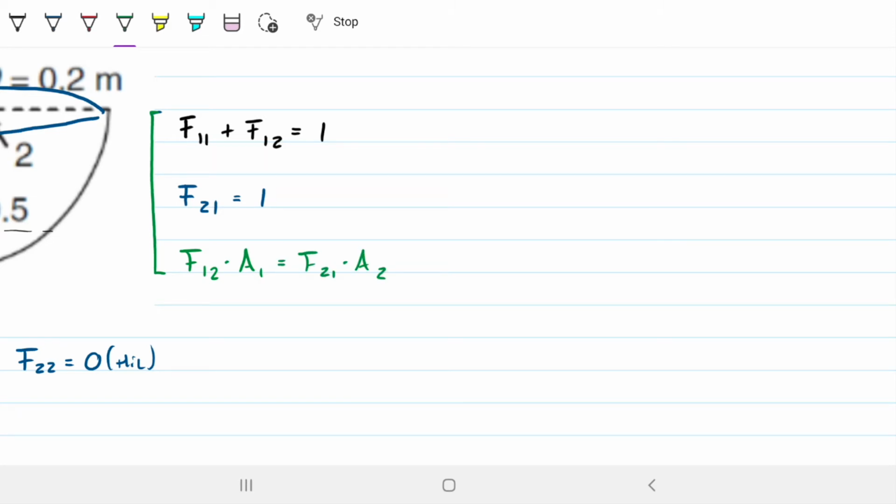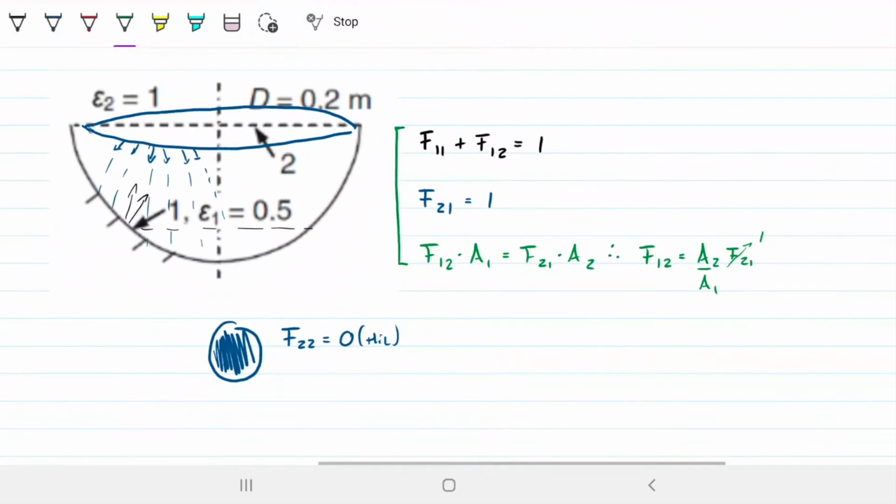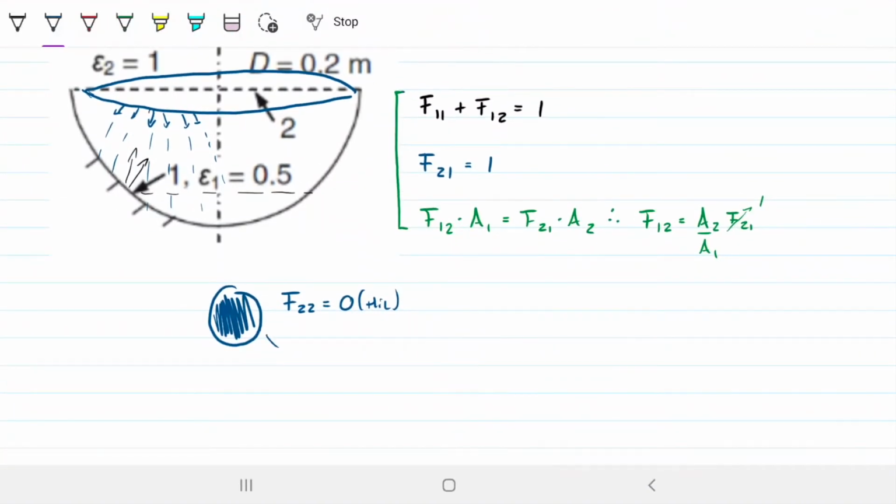And again, we can only do this because the question clearly says this can be treated as a gray diffuse body. If my F21 is 1, then my F12 will simply be area of 2 divided by area of 1, times F21, which is 1, so this goes away. So I just need the ratio of the areas to be able to find F12. Area of this one is quite simple. This is just pi r squared. This is surface 2, so let's put a subscript 2 there. So this is my area 2.